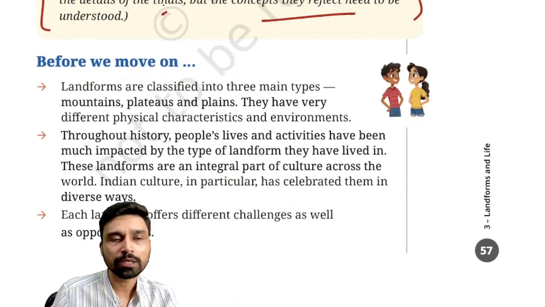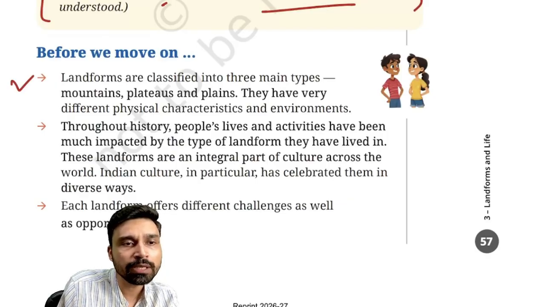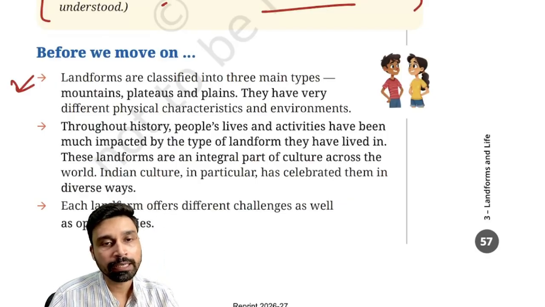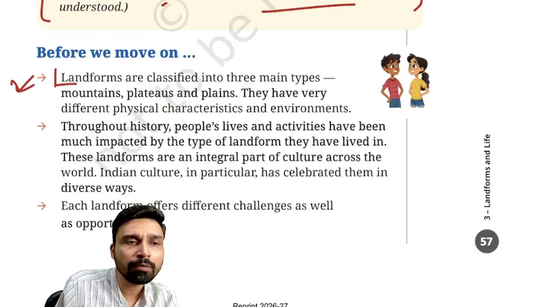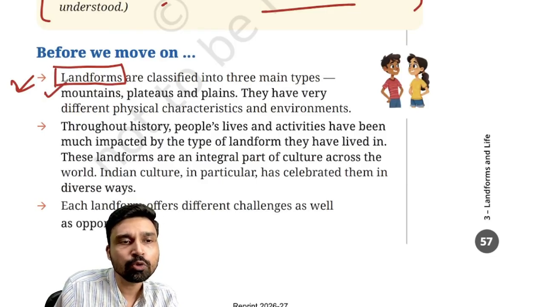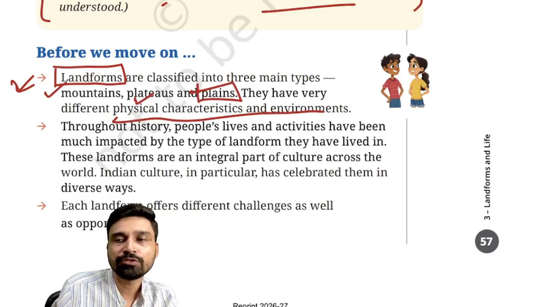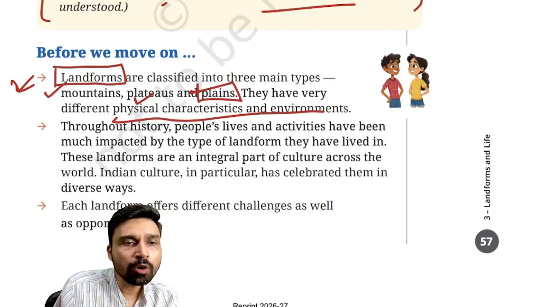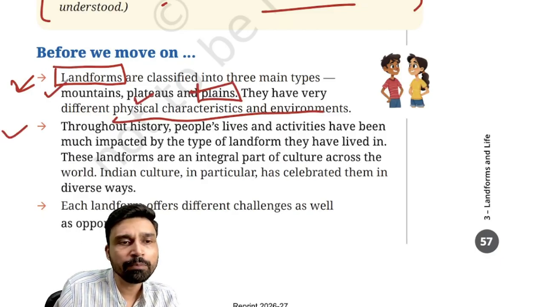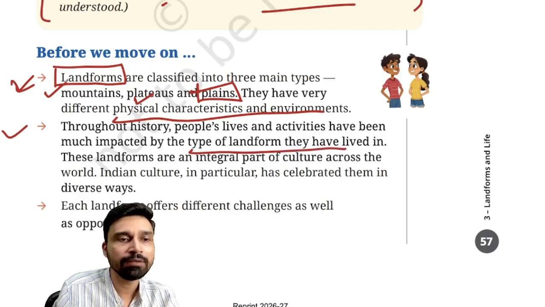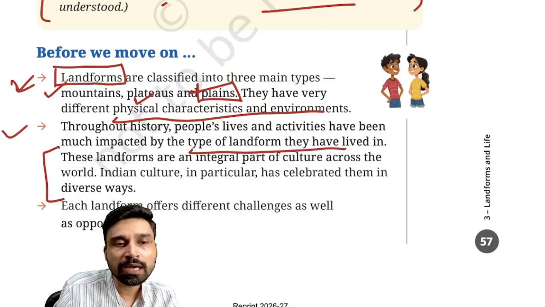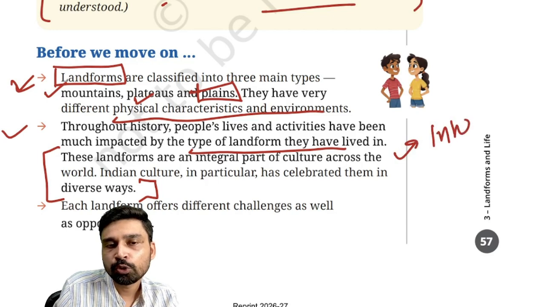Now, before we move on, if we try to summarize this chapter, what we can say is that the entire world is made up of a variety of landforms, diverse landscapes, and the three most important among them are mountains, plateaus, and plains. They have different physical characteristics and environments. We have seen it. Throughout history, people's lives and activities have been much impacted by the type of landform they have lived in. These landforms, thus, we can say, are an integral part of culture, because the geography that you inhabit, to a large extent, shapes your culture.